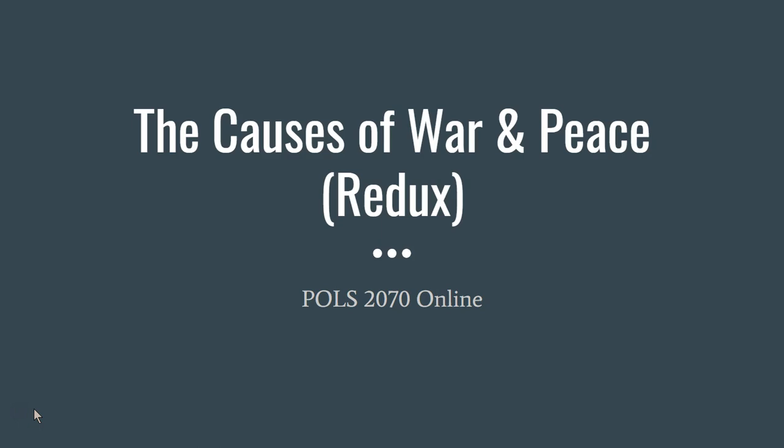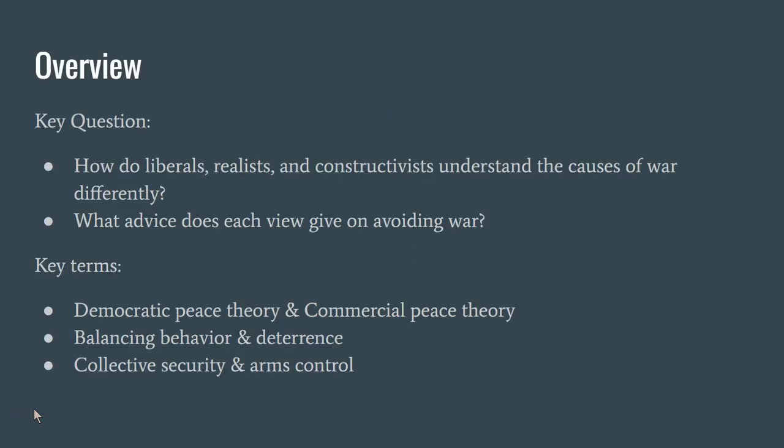So this is a lecture on the causes of war and peace from the perspective of the different paradigms of international relations. So the key questions for this lecture are: how do liberals, realists, and constructivists understand the causes of war? Why does war happen? And what kind of advice does each perspective give on how to avoid war? Key terms are going to be democratic peace theory and something that I call commercial peace theory, but which amounts to interdependence, balancing behavior and deterrence, and then collective security and arms control.